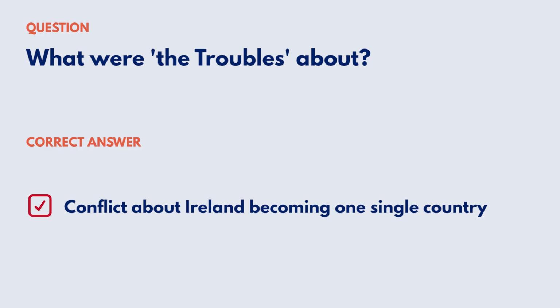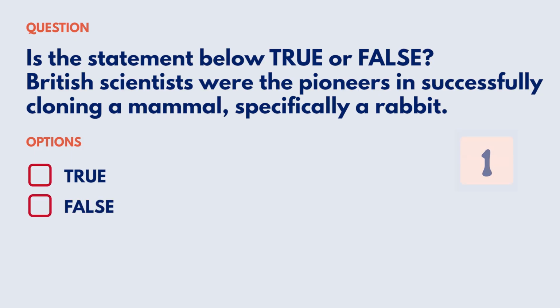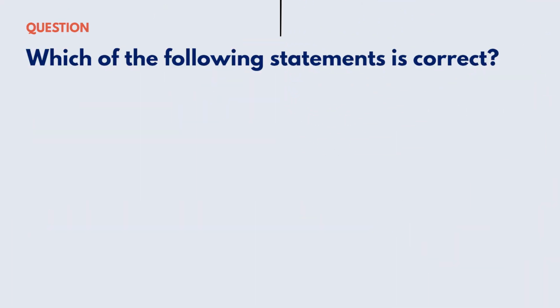Now, the next question. British scientists were the pioneers in successfully cloning a mammal, specifically a rabbit. True. False. Correct answer: false. Moving on to the next one.